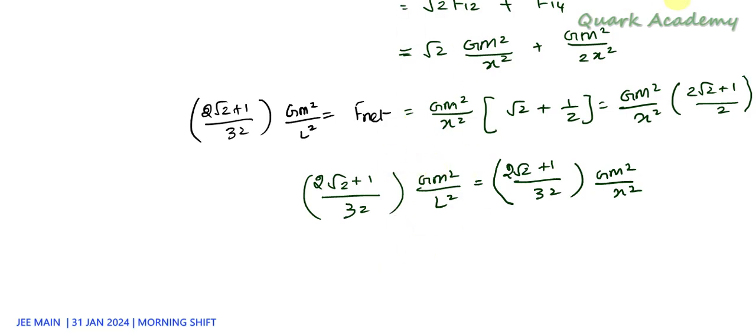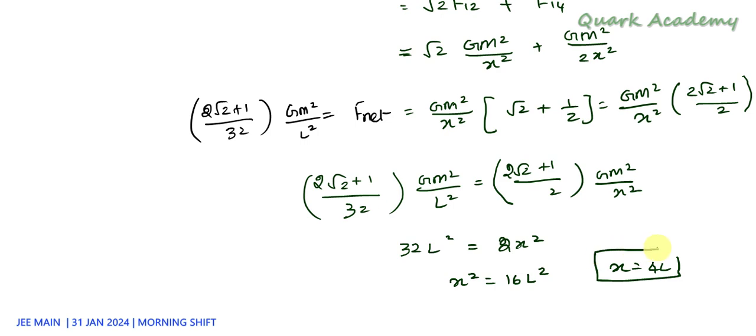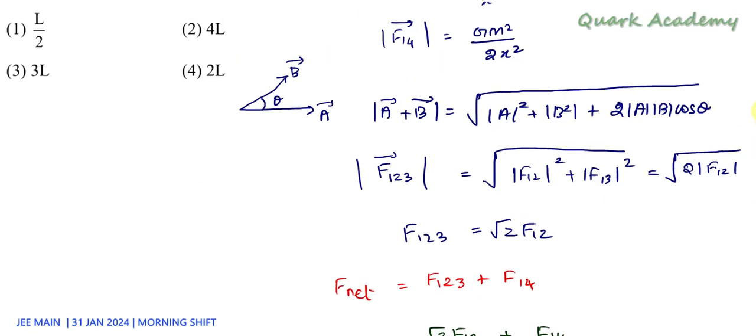Oh, sorry, it's not 32 here. It is 2 only. So 32 L squared will become 2 x squared. So x squared equals 16 L squared, x equals 4L. So the length of the square is 4L.